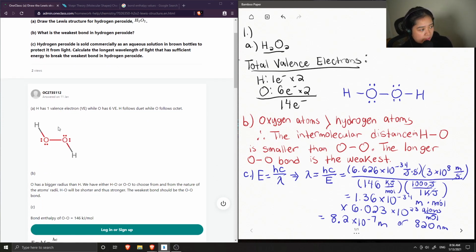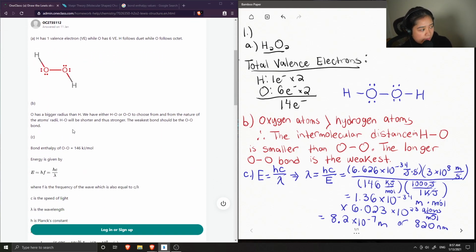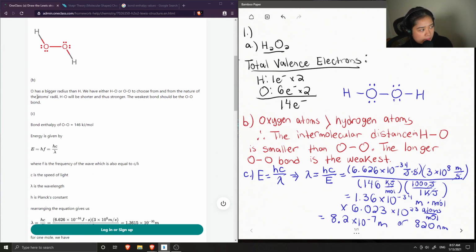Hydrogen has 1 valence electron, while oxygen has 6. Hydrogen follows a duet, while oxygen follows an octet. Okay, so they have a more accurate Lewis structure, but it is pretty much the same. And B, oxygen has a bigger radius than hydrogen.